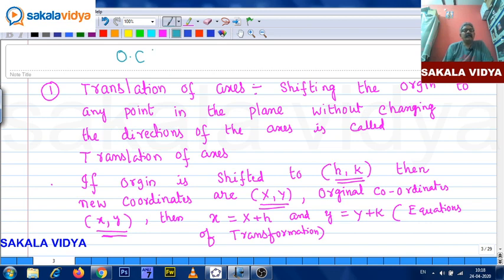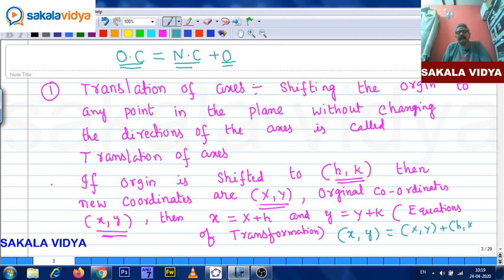Are you following? Organic chemistry is not numerical chemistry, but it has big origin. That means a very simple concept: original coordinates equal new coordinates plus origin. So the original coordinates, x comma y, equal the new coordinates, capital X comma capital Y, plus the origin shifted to h comma k, just like matrices. Now we get capital X plus h, capital Y plus k. You need not remember this formula; with the help of this we can solve all the problems related to the translation of axis.